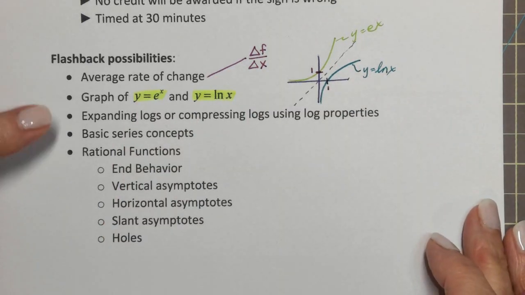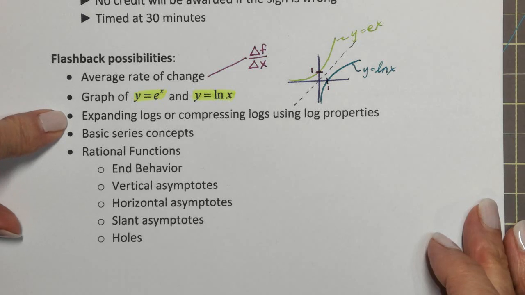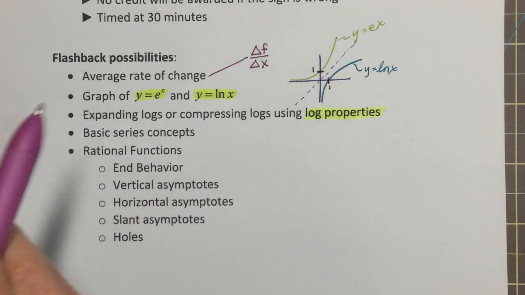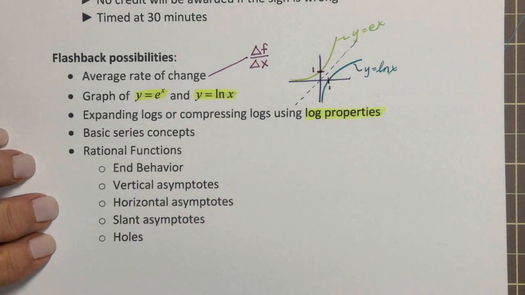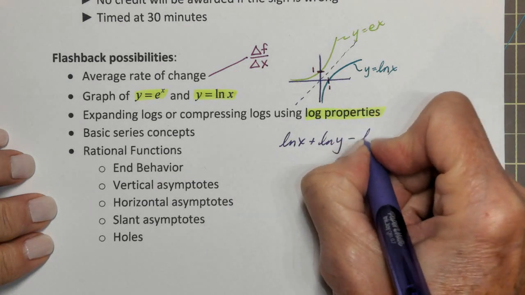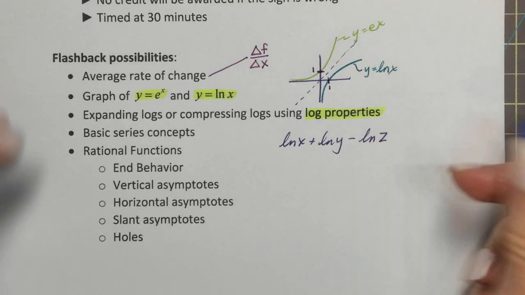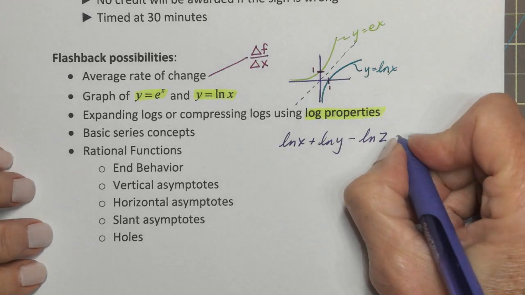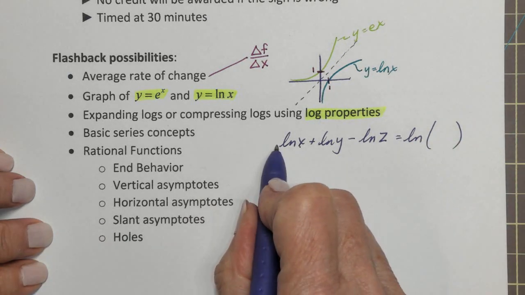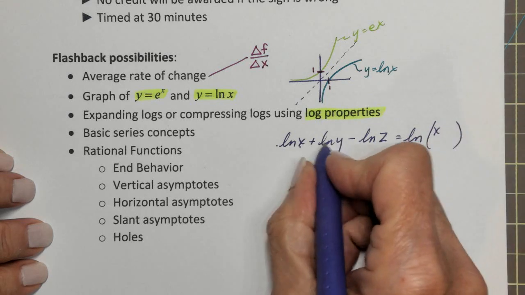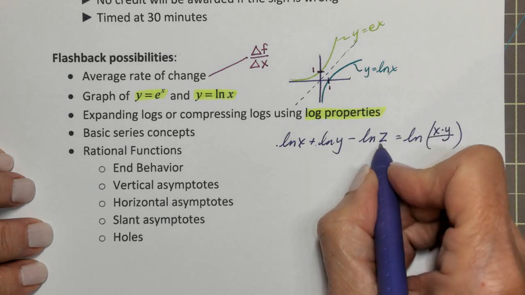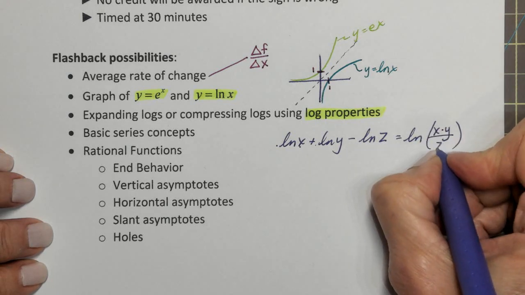Alrighty. Know how to expand logs or compress logs using your log properties. Okay, so if you have ln of x plus ln of y minus ln of z, what can you do to combine those into a single log? You can write that as ln of a single log. X is with a positive log, it goes on top. Y is with a positive log, it goes on top and gets multiplied. You multiply those. Z is with a negative log, it goes on the bottom.